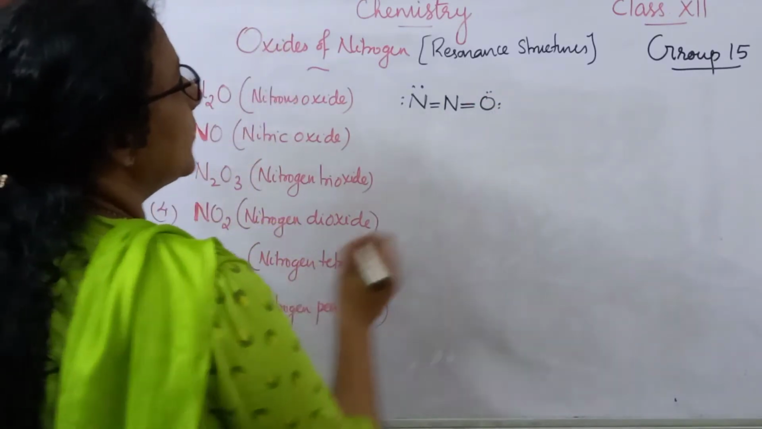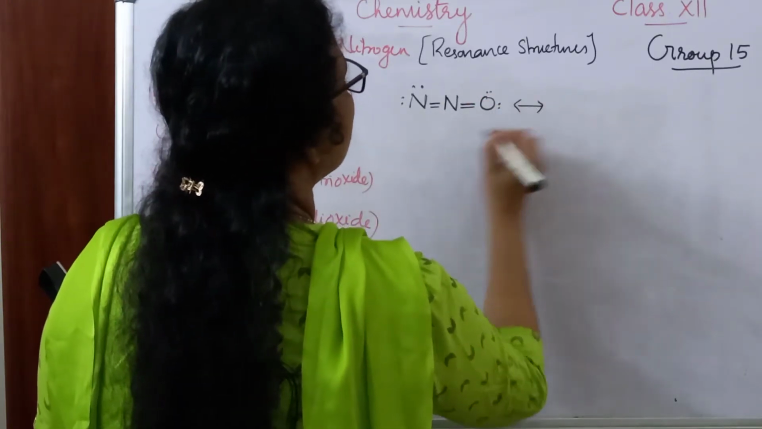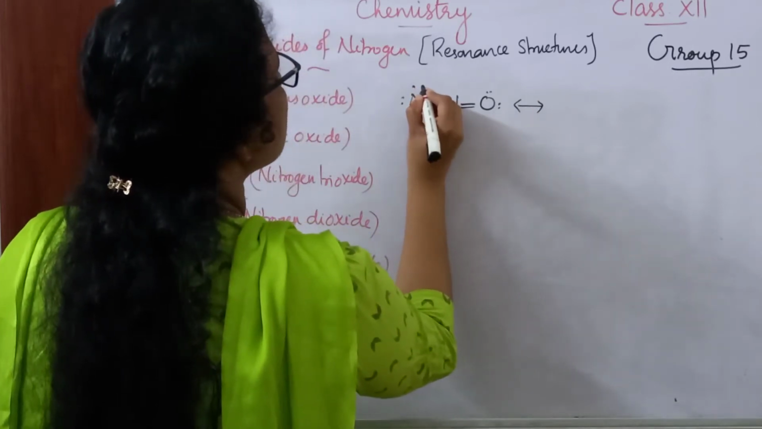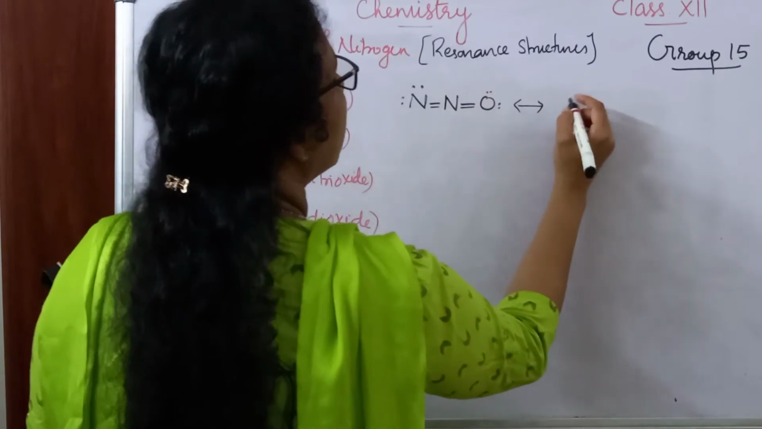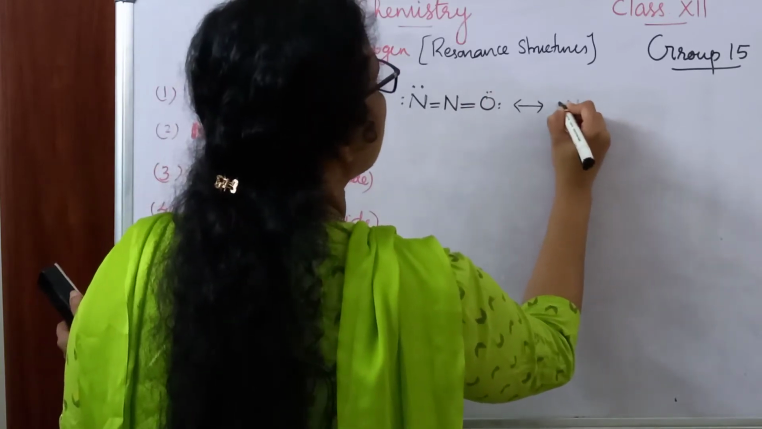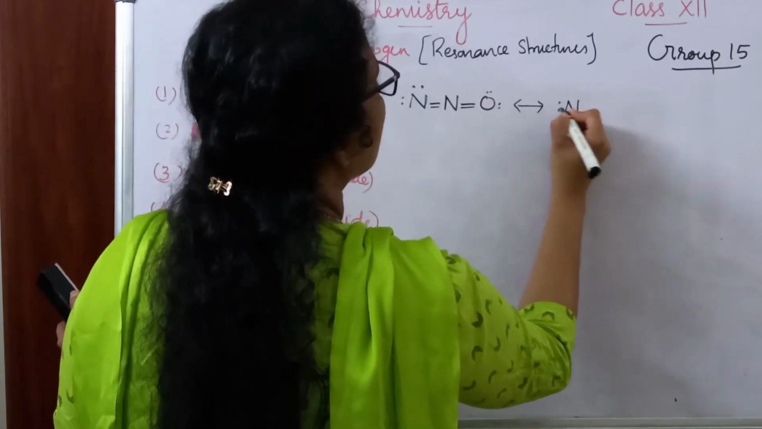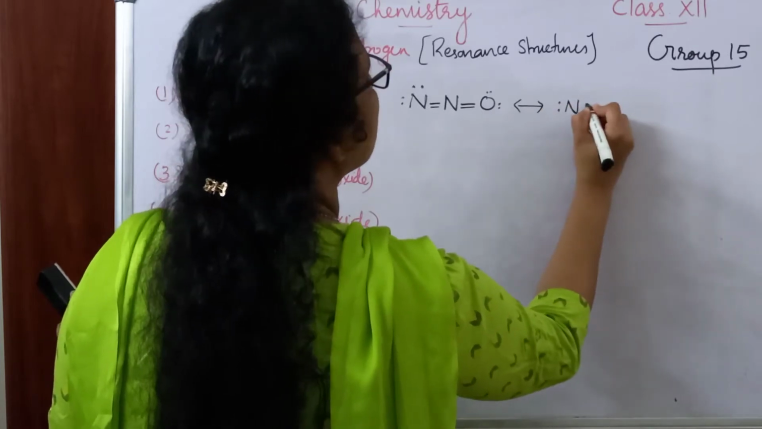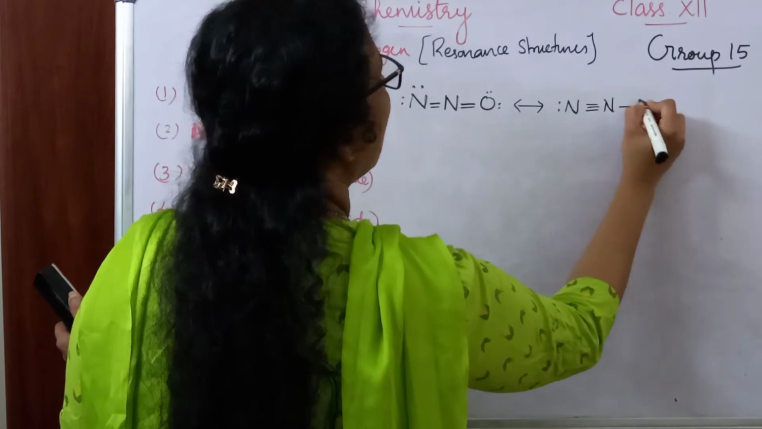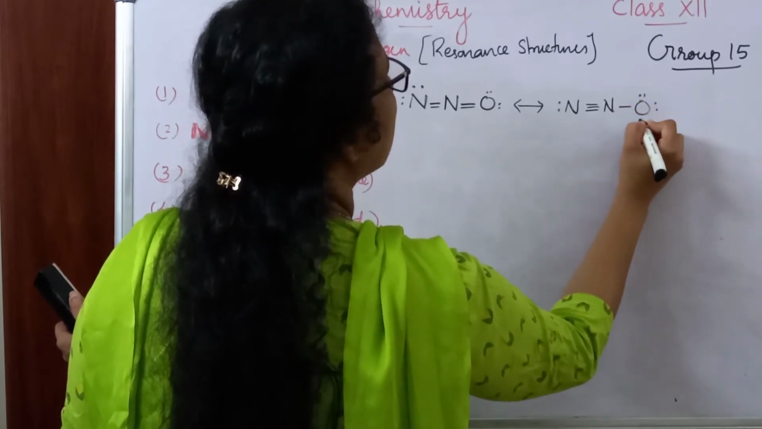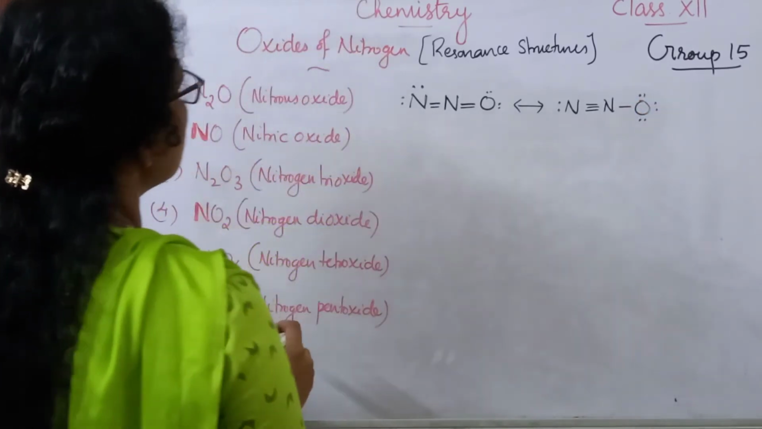So this will be the first structure, and the second structure will be, if you are shifting these electrons towards it and this bond pair towards it, we will get another structure, that is nitrogen with one pair of electrons here, then a triple bond, then nitrogen, single bond, oxygen, and 3 pairs of electrons. So this is the structure.